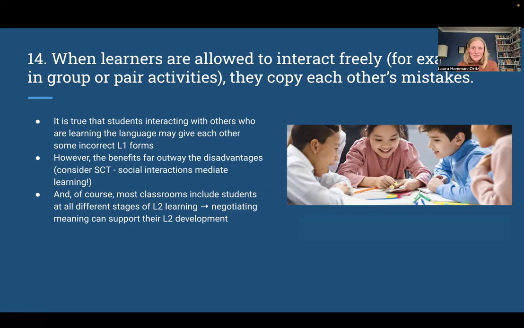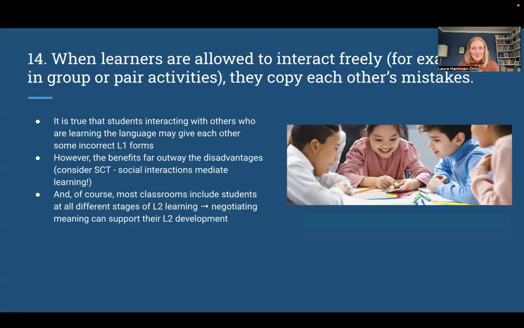And we also know that most classrooms will have students who are at different stages of L2 learning, regardless of the model or type of classroom you're working within, regardless of who the students are. I would venture to guess that most of you do not have a classroom where all of the students are at exactly the same level. So by putting them in groups, they will be negotiating for meaning, which will support the L2 development of all the learners, right? And if we think about Swain's comprehensible output hypothesis, as they're negotiating for meaning, they might recognize things that they don't yet know how to say and then find out how to say that. They might begin to focus on what they still need to learn as a result of that interaction.